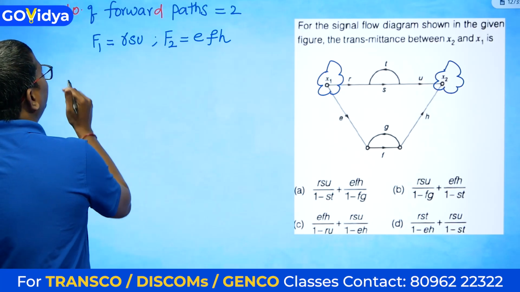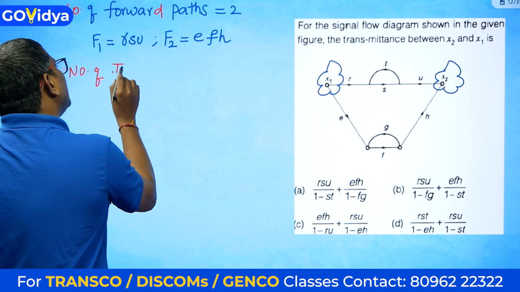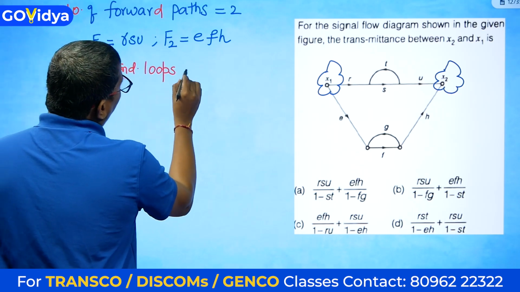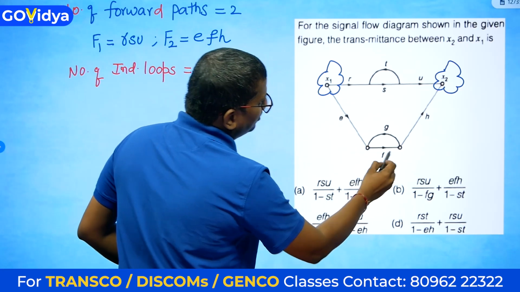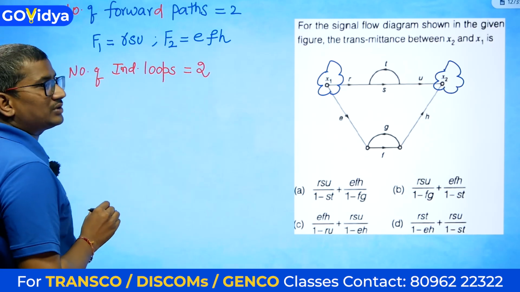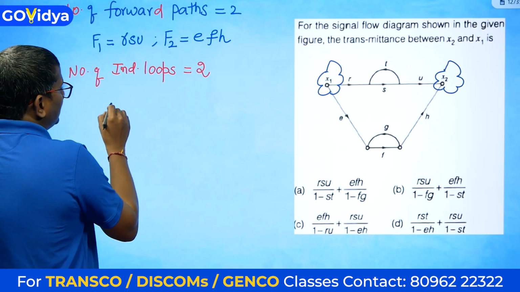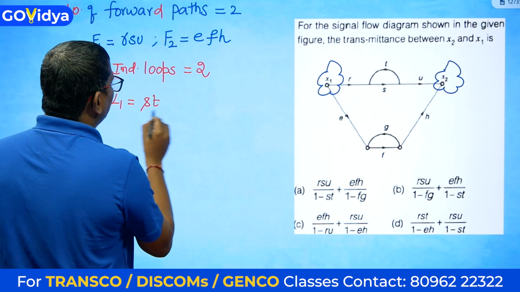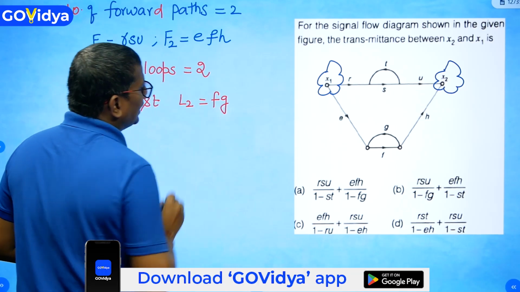And now the number of individual loops. How many individual loops are there? This is one individual loop. This is another individual loop. There are two individual loops. What are those two individual loops? Whose gain is, let us say, L1 equals how much? S into T. And what is L2? F into G.